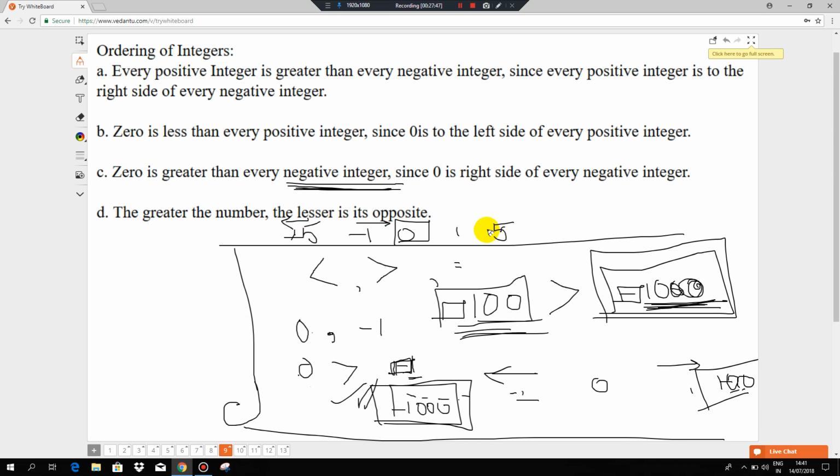The greater the number, the lesser is its opposite. See, if 1 is greater than 0, its opposite will be less than 0, right? Like that we remember the negative and positive integer relation. If here 1000, we'll keep 1000, and what will be the opposite? Minus 1000. Of course plus is greater. So the greater the number, the lesser is its opposite, right?